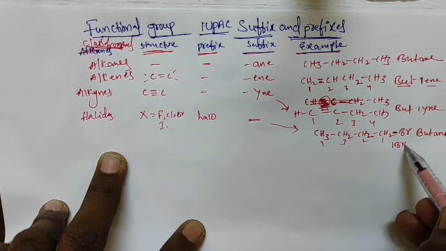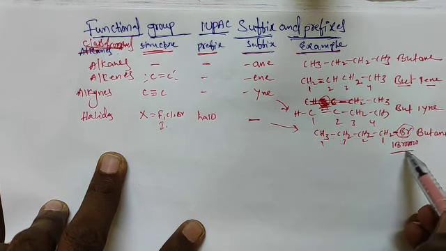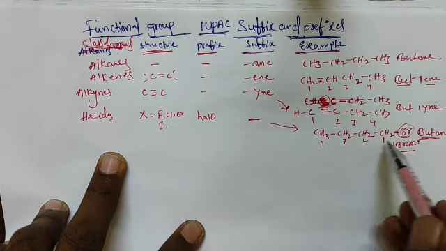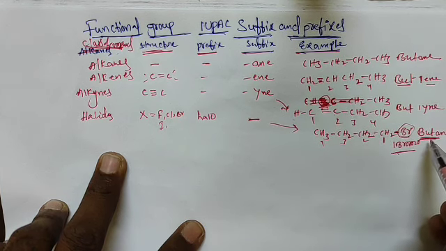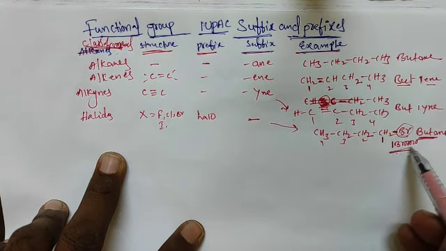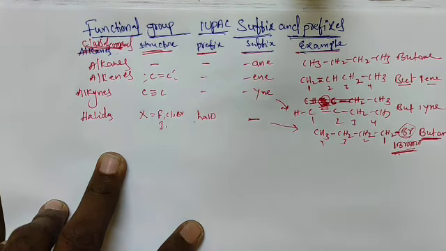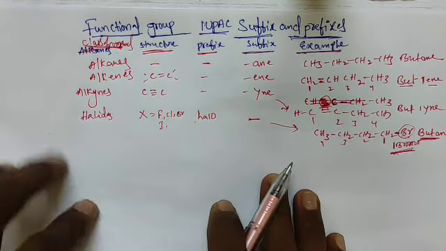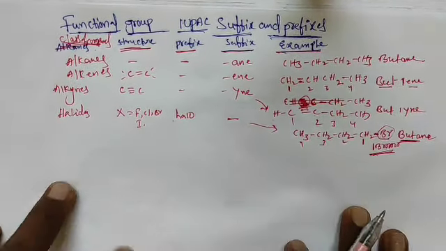The name is 1-bromobutane. 1-bromo, because the first carbon has the bromine, and we should mention it. Prefix means we write it before the root word. The root word tells how many carbon atoms there are; here 4 carbon atoms, that is butane. Which carbon is attached to bromine? The first carbon. So 1-bromobutane. Suffix means we write it after the root word. We already discussed prefix and suffix in one class; you can see that video also, then you can understand.